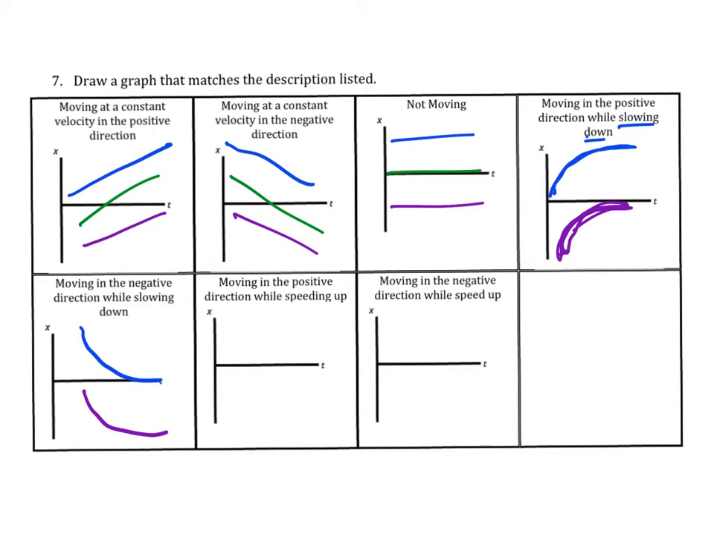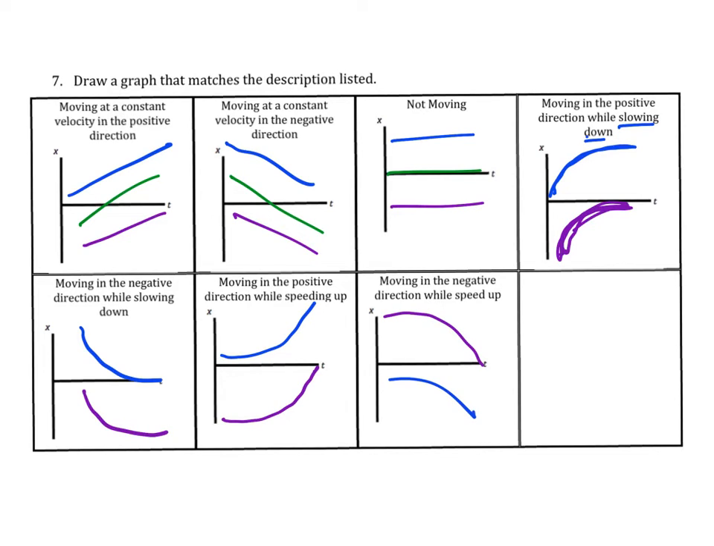All right, moving in the positive direction while speeding up. So we now are going to head up on the graph again, and we want to get steeper. So we're going to get a curve like this. And again, it can go underneath if you want to. And last one, moving in the negative direction while speeding up, there's a typo. But speeding up in the negative direction should have a curve like that, or you could go underneath.